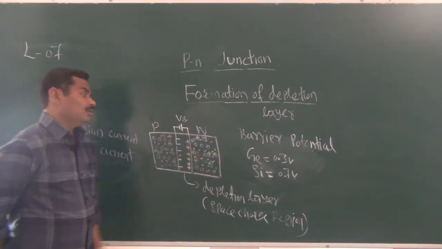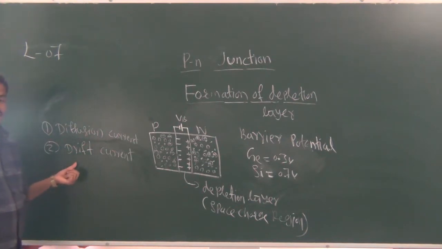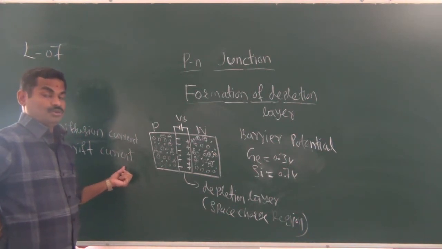And finally, as I said, an important thing is what is called drift current. Drift current is nothing but the current in a semiconductor because of electrons and holes.